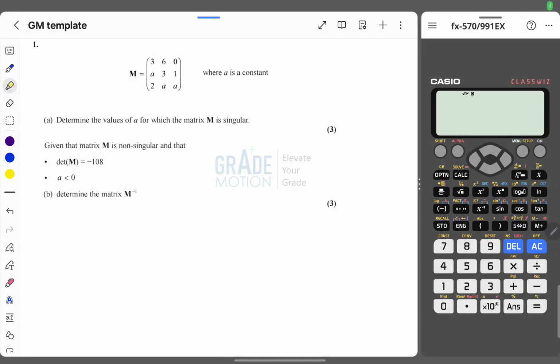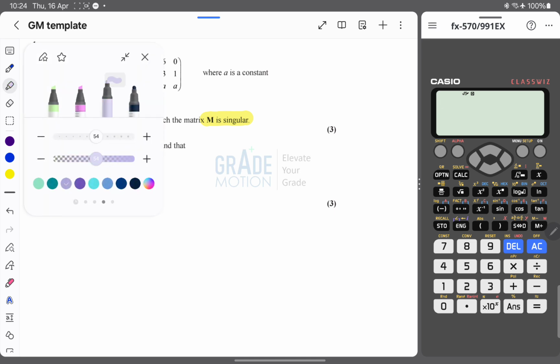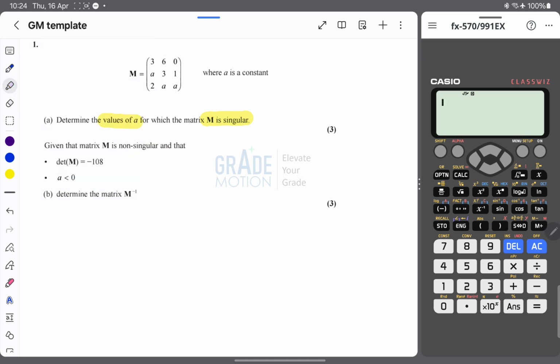Question number 1. This is from May 2025 paper. We have a matrix problem. For part A, they want us to find the values of A for which the matrix M is singular. Now for part B, they give us 3 pieces of information. Matrix M is non-singular. Determinant M is equal to negative 108. And A is negative. From there, they want us to find the inverse matrix for M.